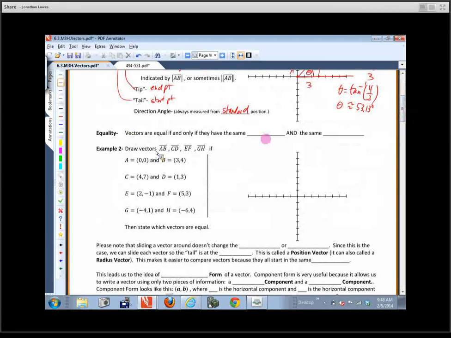Can anybody tell me how you'd make sure that two vectors are in fact equal? They'd have to have the same magnitude, exact same magnitude, and direction. They'd have to be heading the same direction. So we'll pick up there next time.